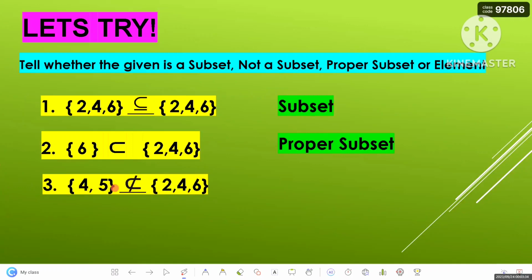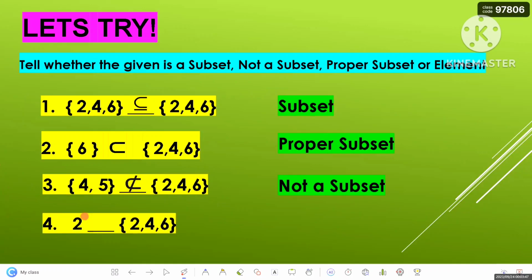Correction. Meron silang more than one. Kaya siya ay tinawag na not a subset. Okay? Next. Number 4. This time we have number 2, blank, set of 2, 4, 6.